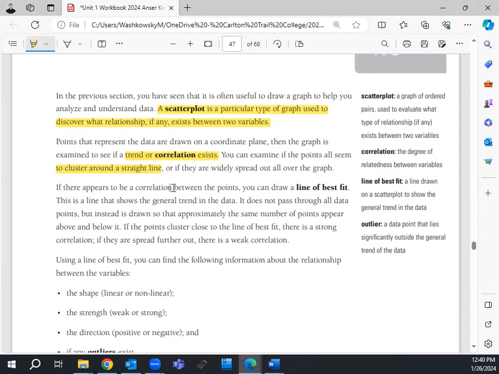So if there appears to be a correlation between these points, we draw what's called a line of best fit. That red line I just drew down there is a line of best fit. This line shows the general trend in that data. Something really important to note is that it does not pass through all the points. Instead, we draw it so that the same number of points appear above and below it. It's a line of best fit; it's trying to be the average between everything.